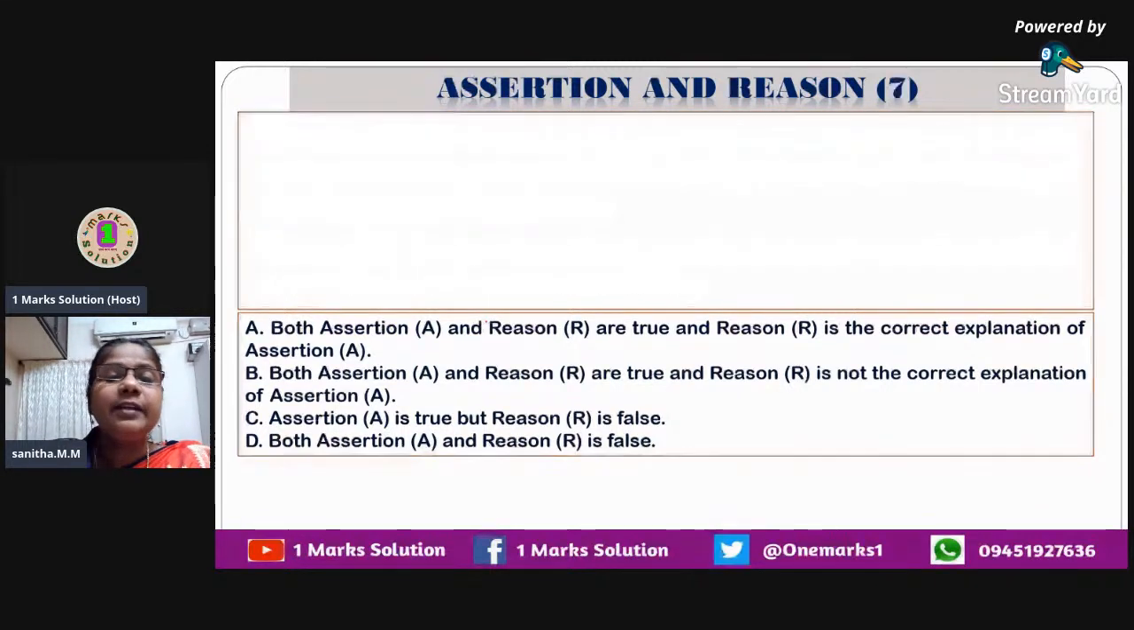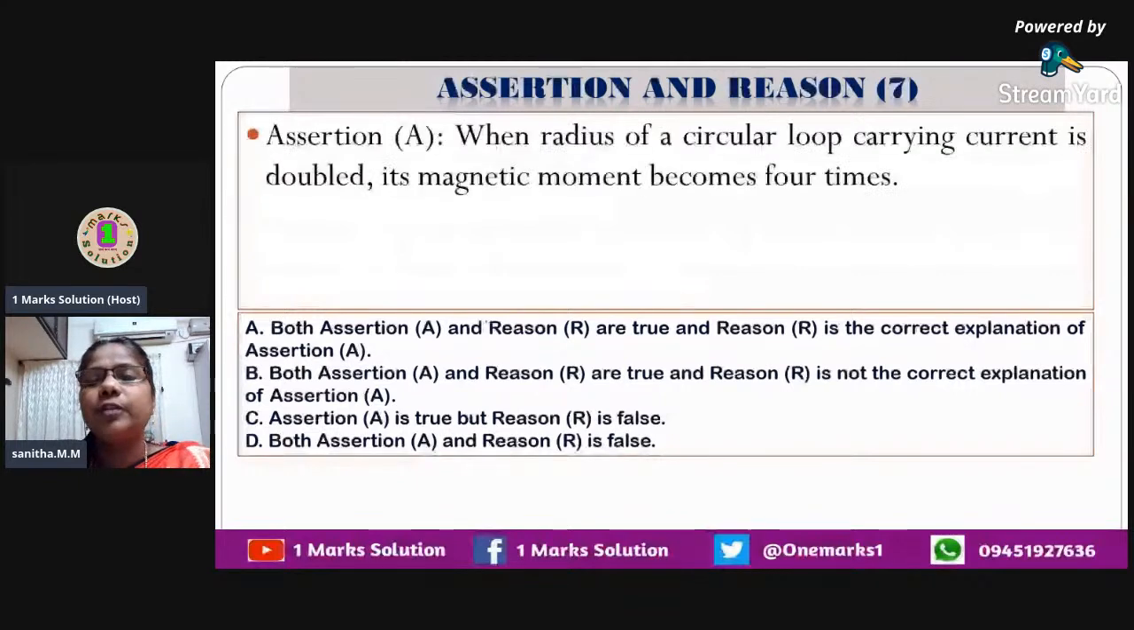Seventh one is: when the radius of a circular loop carrying current is doubled, its magnetic moment becomes 4 times. What is the equation for the magnetic moment? M is equal to I into A, that means current into area. That is current into pi r squared. So if the radius is increasing, the magnetic moment goes as r squared, twice r, so 2 squared, 4 times it is increasing.